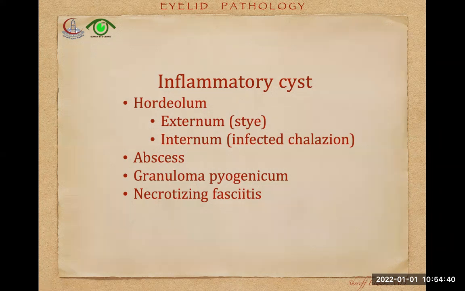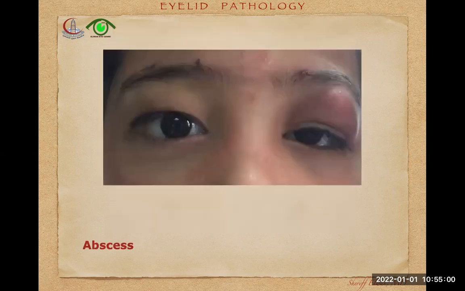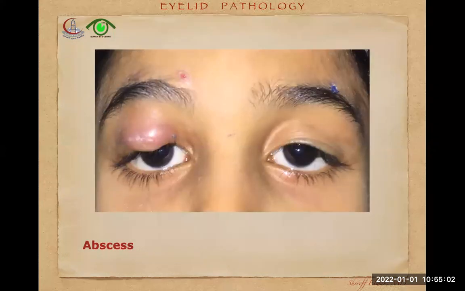And the usual abscess, which is a localized acute pus formation cyst, and granuloma pyogenicum, which we described, and finally we come to necrotizing fasciitis. This is an abscess. This is another abscess.